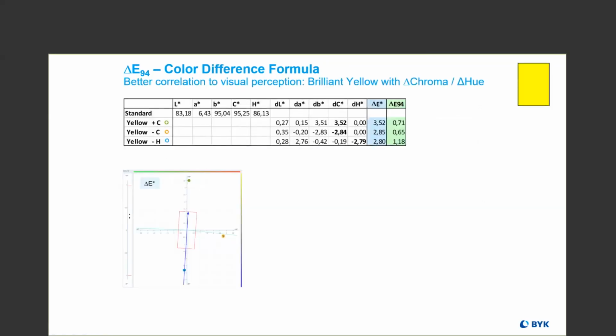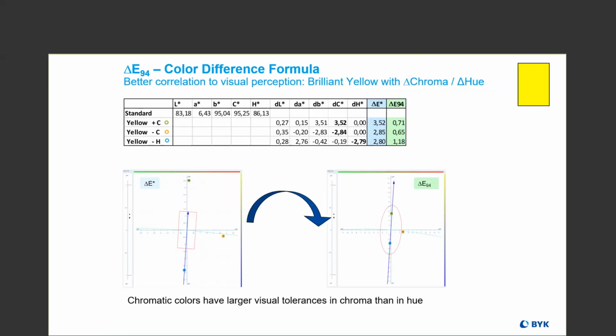So here's an example of some yellow colors. We have a standard and then 3 samples. One of these samples is shifted in the positive C direction, so it has slightly higher chroma than the standard. Another sample has less chroma than the standard, and the third sample is shifted in the hue direction. So we can see the calculations up there on the table.